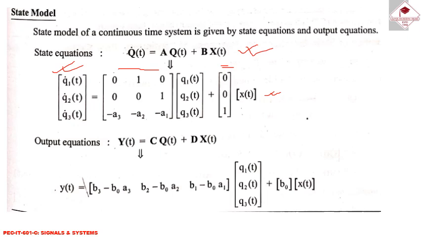And similarly the output equation which you have obtained previously, that is y(t), you can see here. C is this particular term which is written over here. q(t) is this particular term written over here. D is this particular term, and finally this is the x(t) which is written in this particular case. So in this manner you can obtain the state model of a particular system.